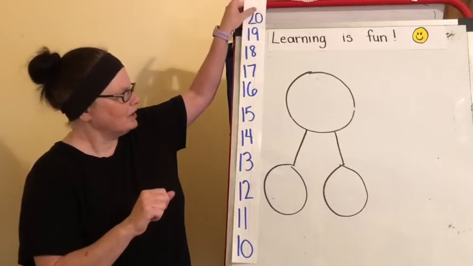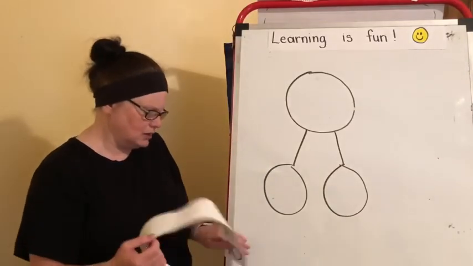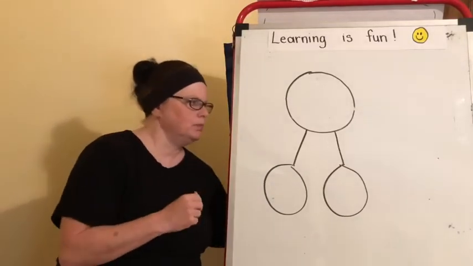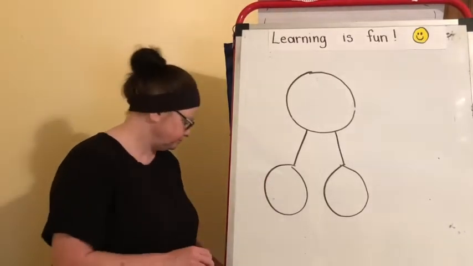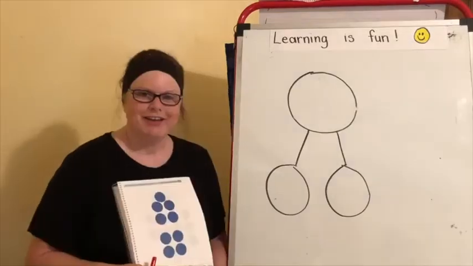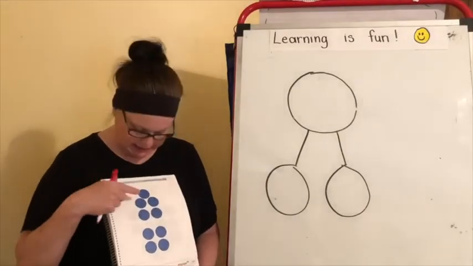Good job. All right, friends, you are going to need a number bond. So go ahead and get your paper and your pencil or your whiteboard and make yourself a number bond. Right, so I have some dots here. So let's count them up to see how many dots I have.